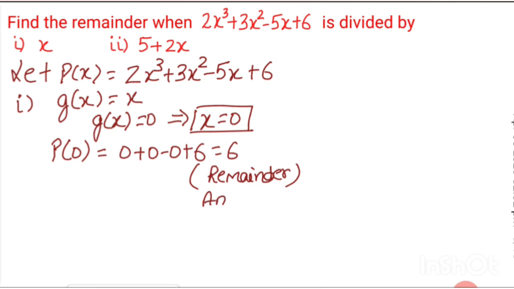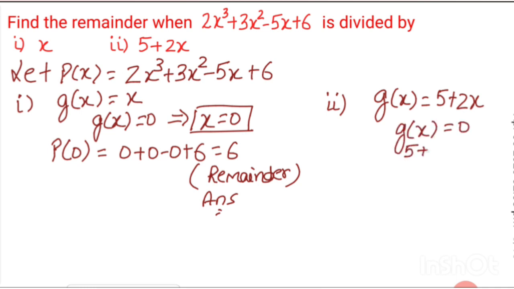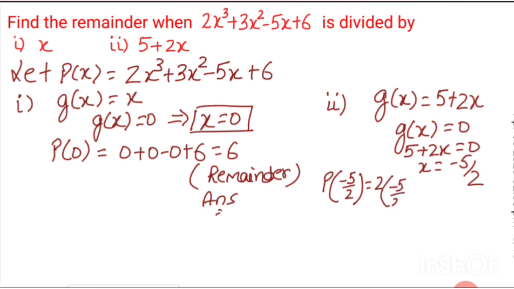Now in the second case, this polynomial is divided by 5 plus 2x. So g(x) is 5 plus 2x here. Okay. Now first find the zero of this polynomial g(x). That is, put g(x) equals 0, 5 plus 2x equals 0. So x equals minus 5 by 2. Okay. Now the remainder will be equal to the value of the polynomial at minus 5 by 2, which will be equal to 2 multiplied by minus 5 by 2 whole cube plus 3 times minus 5 by 2 whole square minus 5 multiplied by minus 5 by 2 plus 6.